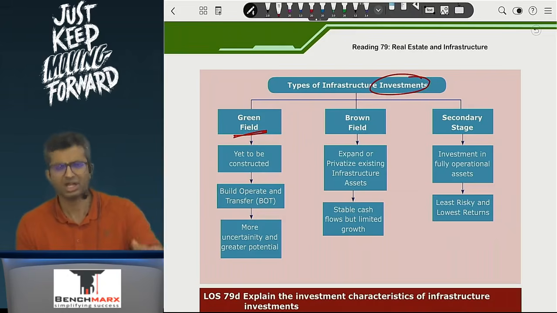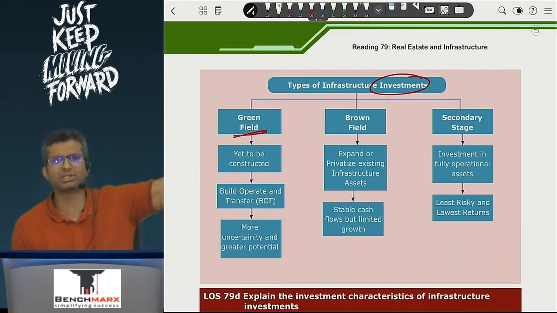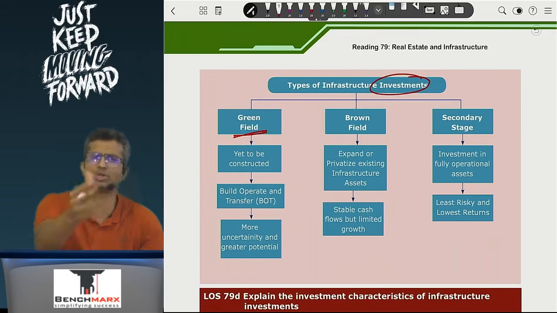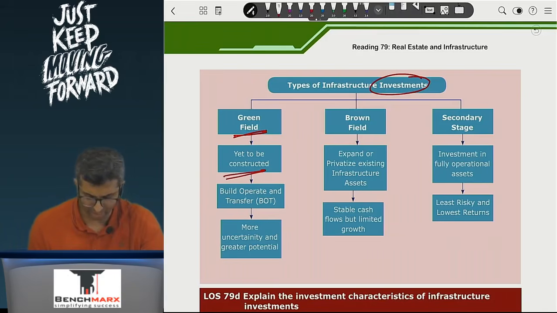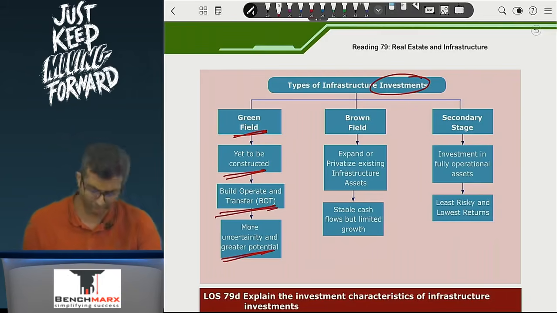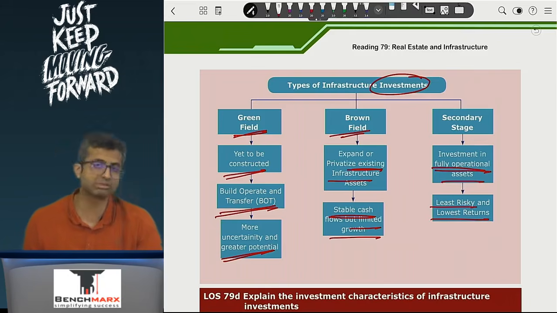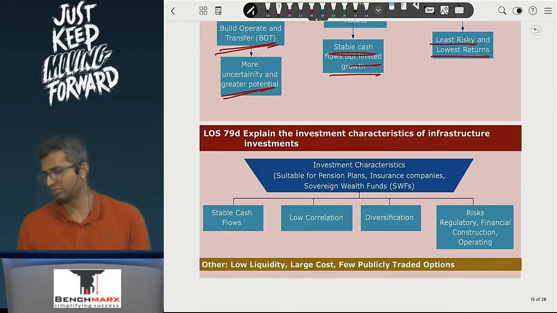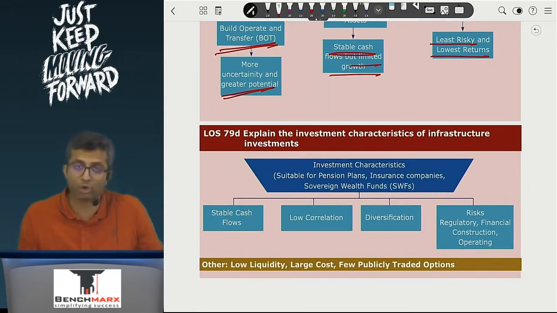And third is secondary. Secondary means there's an airport company which is listed and you just buy shares in that airport company. You do nothing. So over here, greenfield is on a project which is yet to be constructed. Here you might have a build, operate, transfer, the maximum uncertainty and the most income generating potential. Brownfield, there's already some existing infrastructure which you would expand. This will give you stable cash flows, but again limited growth, and the least would be in fully operational existing assets, where this is least risky and the lowest possible return. If you want stable cash flows, then brownfield is the best thing. If you're open to taking more risk, then greenfield investments can possibly be done.